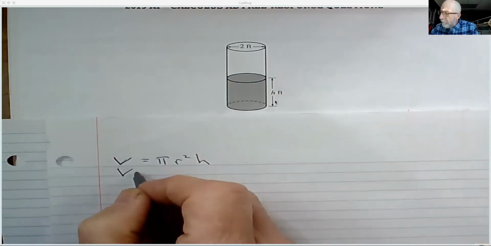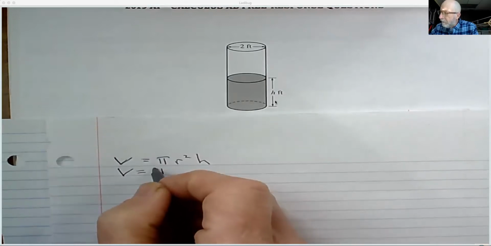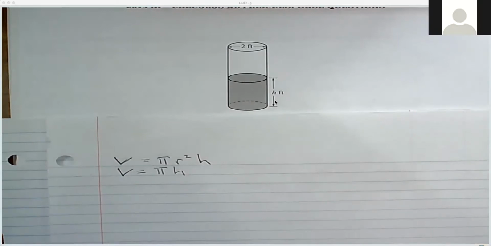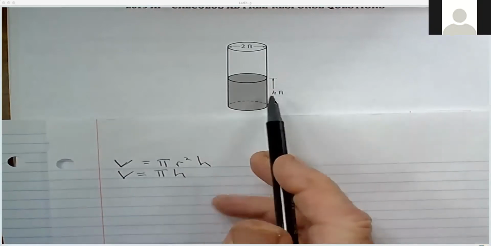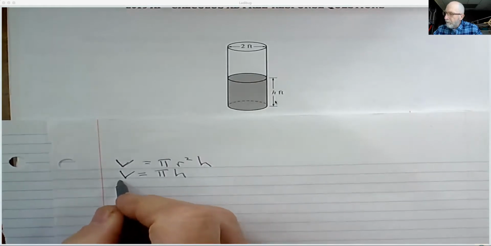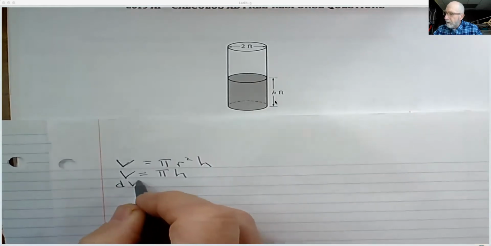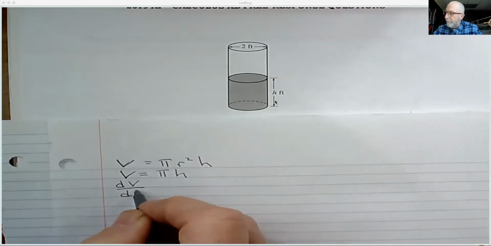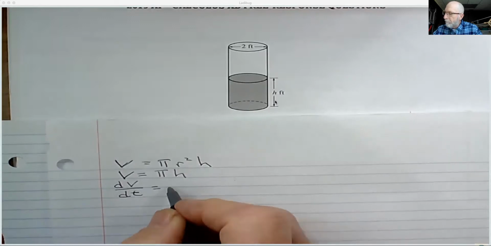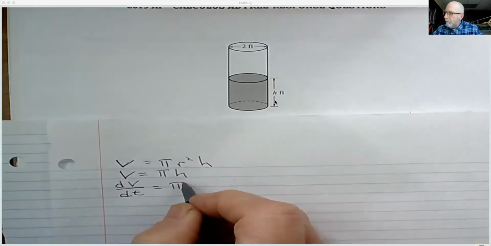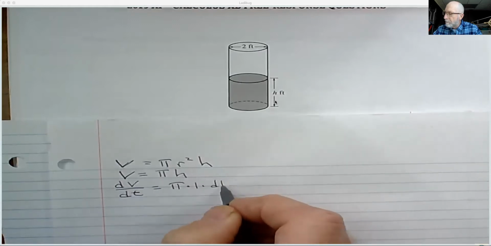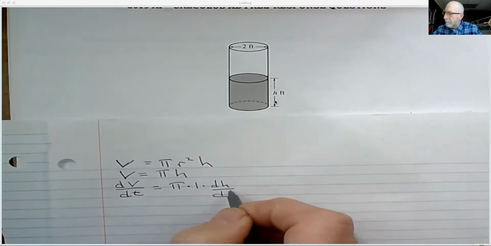1. So I can write simply this is pi h, correct? And the height is changing. So I'm going to take the derivative with respect to time, and this is going to become dV/dt, that's the derivative of the volume with respect to time. Here I'm going to have pi. The derivative of h would be 1 times dh/dt. Does that look familiar, Bryn?